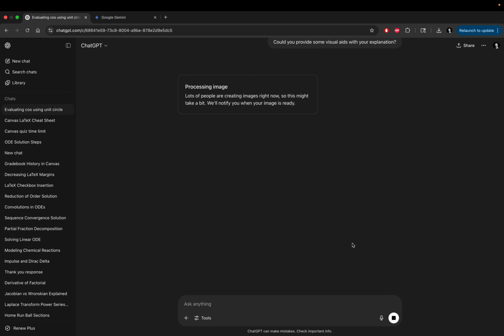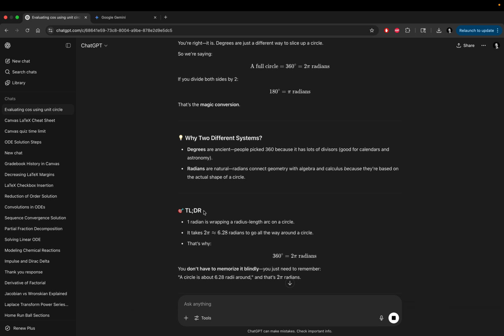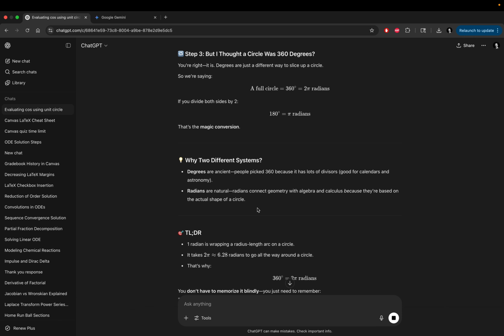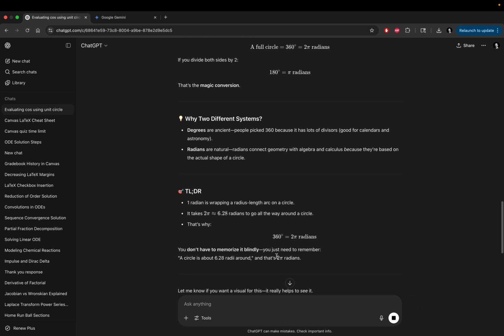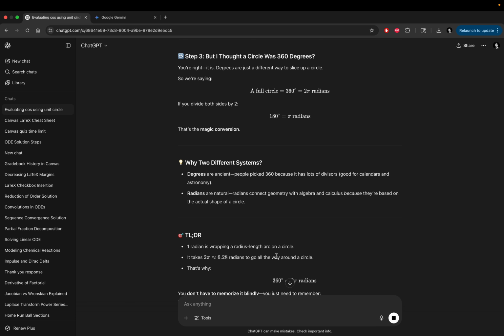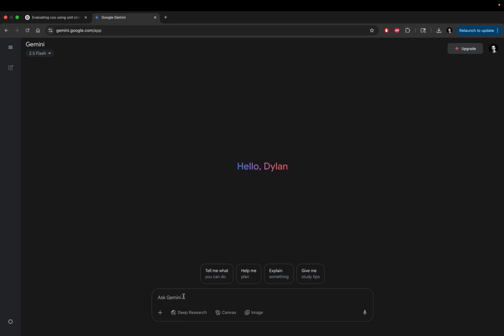A lot of people are creating images, so this might take a bit. That's okay. As this is going, it gives you the TLDR: 1 radian is wrapping a radius length arc on a circle. 2 pi is about 6.28 radians to go all the way around the circle. You can ask it whatever questions you want. The way I would suggest using AI is to have it break down certain things for you, ask for alternate explanations, anything of that nature. And while ChatGPT is going, I'll go over to Gemini.